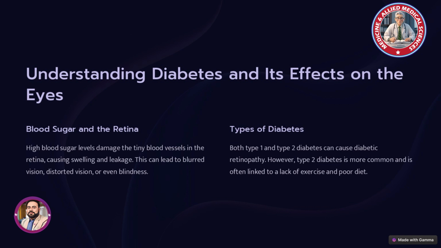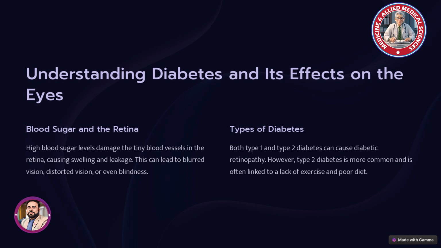3. Hypoxia and neovascularization. As retinal blood vessels become blocked or damaged, areas of the retina can become deprived of oxygen, hypoxia. The retina responds by releasing vascular endothelial growth factor, VEGF, which stimulates the growth of new but fragile blood vessels. These new vessels, neovascularization, can grow on the surface of the retina and optic disc, leading to further complications, such as vitreous hemorrhage or retinal detachment.